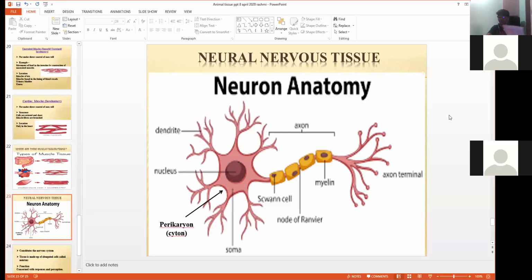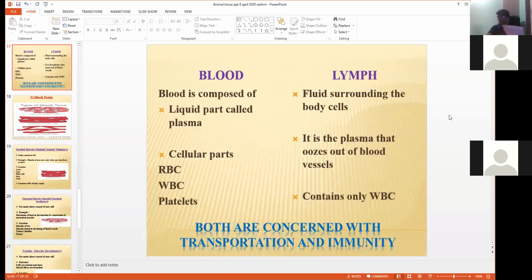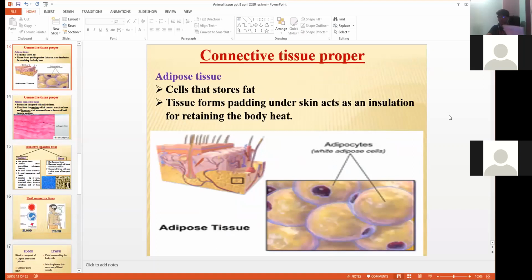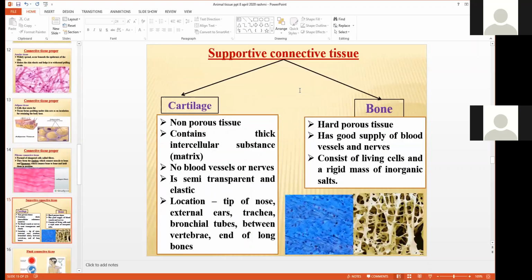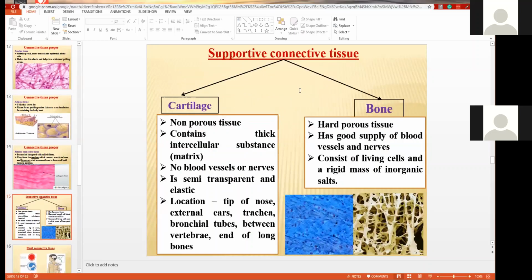Is the connective tissue the same as the connective tissue proper? Which connective tissue are you talking about, darling? See, I'll tell you. First there is the connective tissue. This connective tissue is made up of 3 types: connective tissue proper, supportive tissue, and fluid tissue. So connective tissue proper is a part of the connective tissue. This is what you have to understand. The blood, lymph, cartilage and bone are all connective tissues.